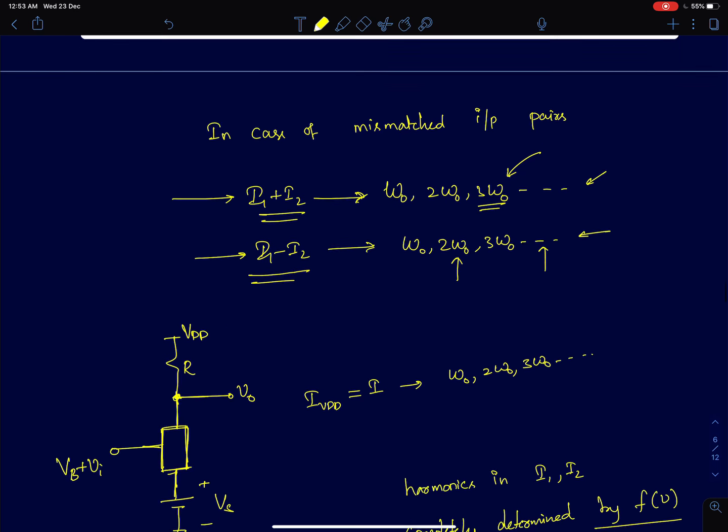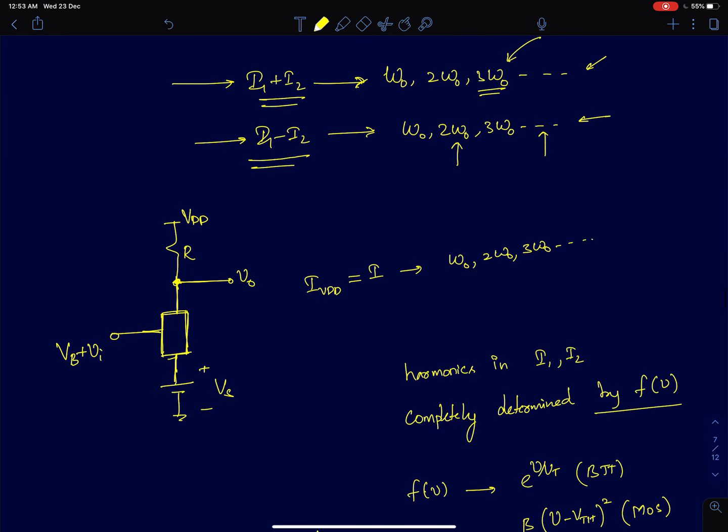Now just to quickly compare it with a single-ended amplifier. In a single-ended amplifier, the current drawn from the supply is the same as the current drawn by this amplifying device. So if this amplifier has a nonlinear characteristic f of v containing all harmonics, then the current through this device will also contain all the harmonics, and the current through the supply, which is nothing but the current through the device, will also contain all the harmonics. That's the fundamental difference between single-ended and differential.